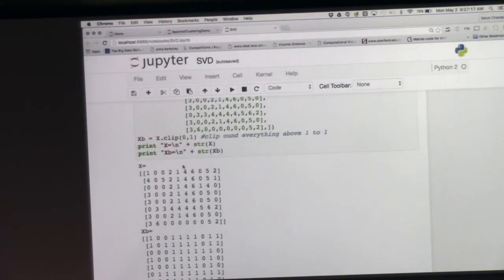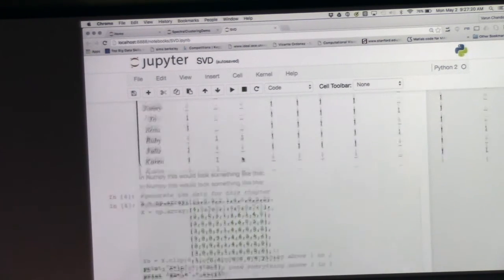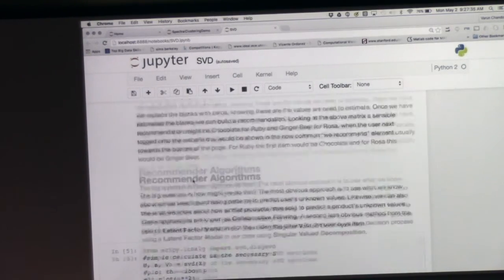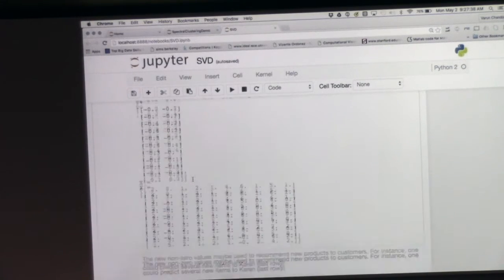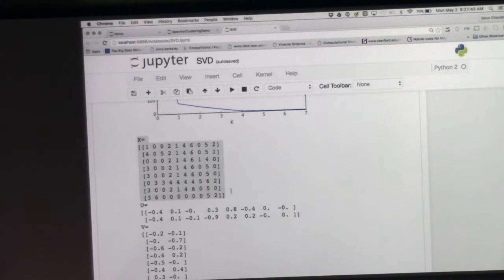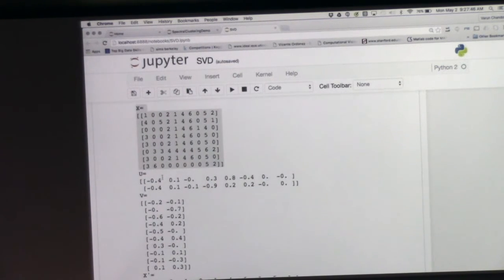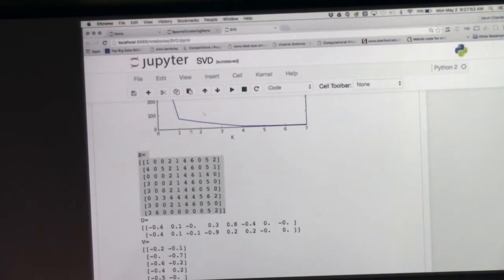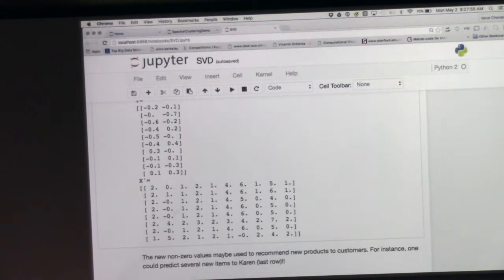Some recent papers I have seen say that the fact that chocolate is missing for Ruby might mean two things. One is maybe she's never tried chocolate, or maybe there is some reason for the missing value there. Maybe she doesn't like chocolate at all. So there are methods to understand that as well. But a basic, very vanilla form of recommender system is like this. You start with a data matrix which has a bunch of zeros, which means missing values. You do SVD on that, take a few singular vectors by studying the scree plot, and then recreate your matrix, and you get some values filled out. That's kind of what you want.